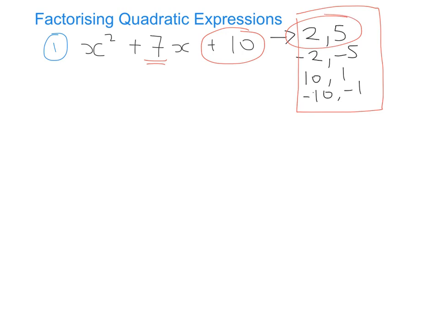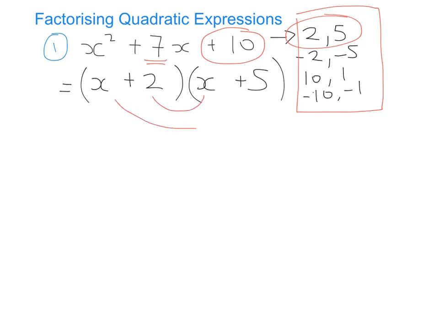Now all we need to do is set up our double brackets. So the equal sign goes underneath. We draw our two double brackets. We have to split up the x squared between each bracket, x and x. And then we just have to put in the answers that we've come up with already, which is plus 2 and plus 5.